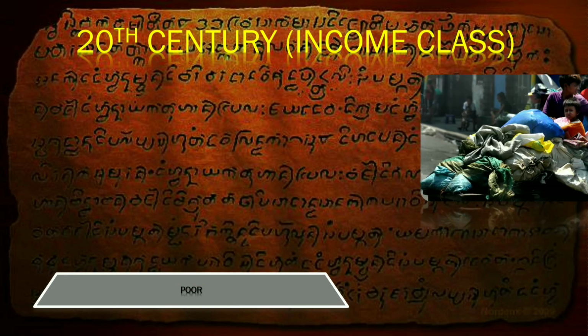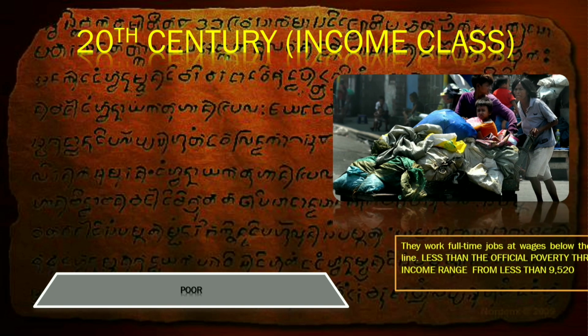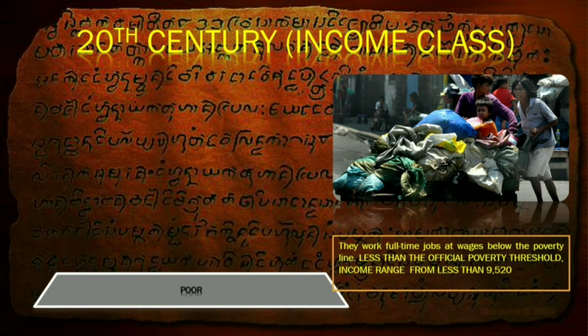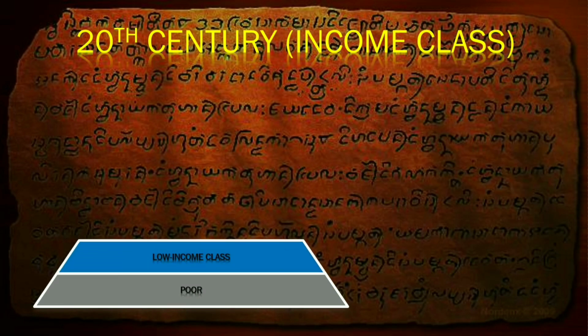You belong to the poor class if you work full-time at wages below the poverty line, less than the official poverty threshold, income range from less than 9,520. Low-income class but not poor.